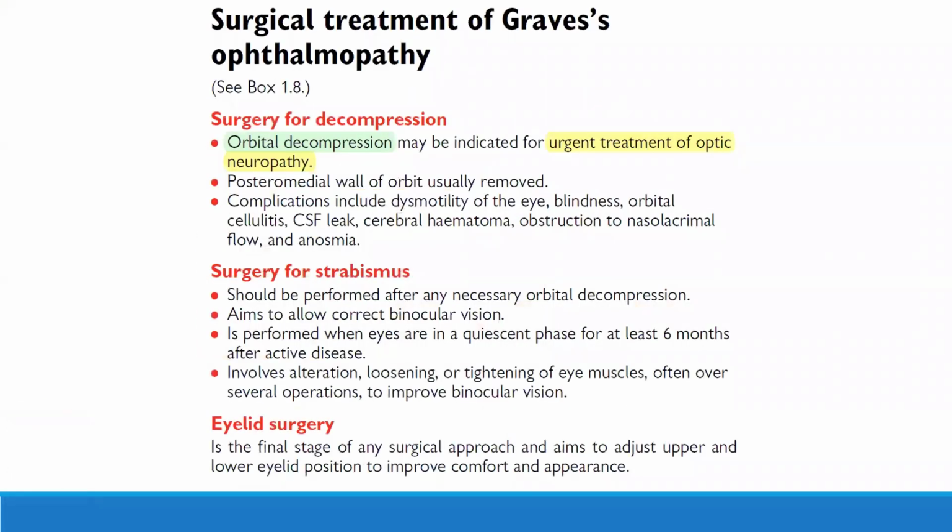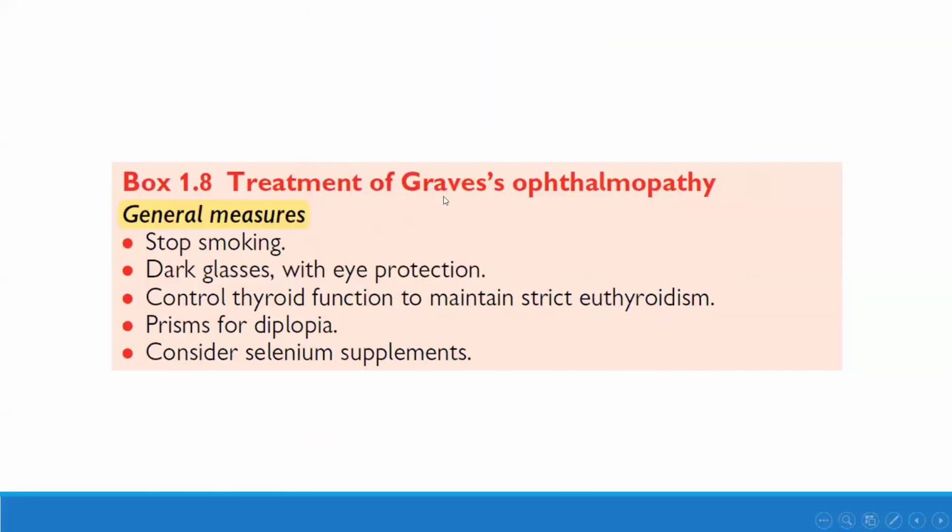So surgery usually is not for acute cases. Orbital decompression may be indicated for urgent treatment or for optic neuropathy. Surgery for strabismus is another one. Eyelid surgery is the final stage of any surgical approach and aims to adjust upper and lower eyelid position to improve comfort and appearance. How to treat, this is a summary: stop smoking, dark glasses, control thyroid function, prism for diplopia, consider selenium for recent and mild inactive Graves' orbitopathy.